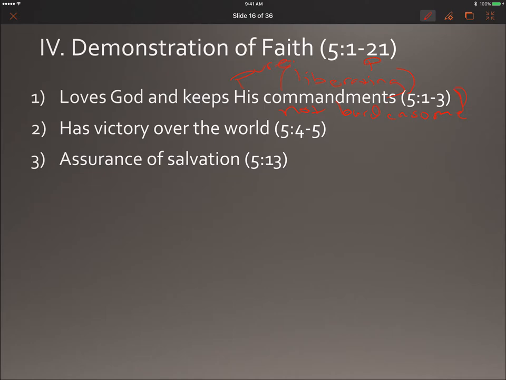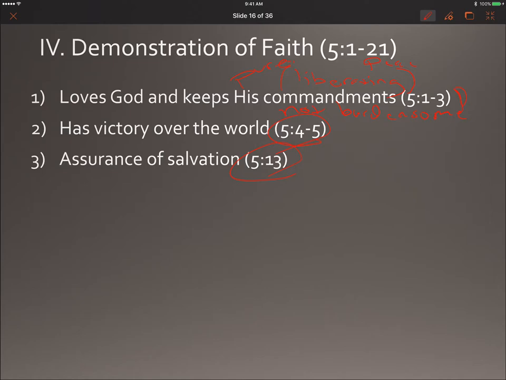Victory over the world, right? Because the world doesn't have you in its grips. And of course, there's the assurance of salvation. 1 John 5:13, man, would be a really good scripture memory verse for you. These things I have written to you who believe in the name of the Son of God, that you may know that you have eternal life, and that you may continue to believe in the name of the Son of God. Okay, the assurance of salvation.